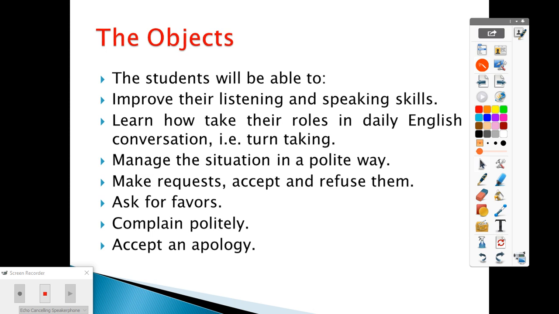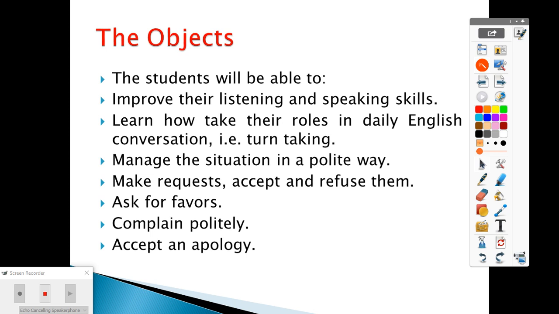So the turn-taking strategy is very significant. We shall discover that in the conclusion and in the summary. Manage the situation in a polite way. Sometimes you should use polite ways to manage the situation, to save your face. We shall discover that, inshallah, throughout the conversations that we have. Make requests, accept and refuse them: how to ask someone to do something for you, how to accept that request and how to refuse it. We shall be discovering them.